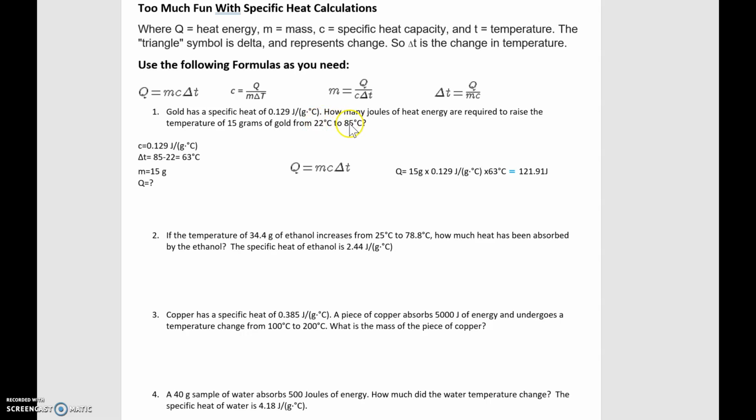So your change in temperature is going to be 85 minus 22, which is 63. Not the final temperature alone. This is your final and this is your initial. You subtract these two, and that's the number you're going to use, 63 degrees C. And here's the formula for Q, because it's asking you to find how many joules of heat energy. Q is mass times specific heat, C, times delta T. Specific heat is 0.129, mass is 15, times 63 degrees C, and that's your answer. Notice I put J because Q is in joules.